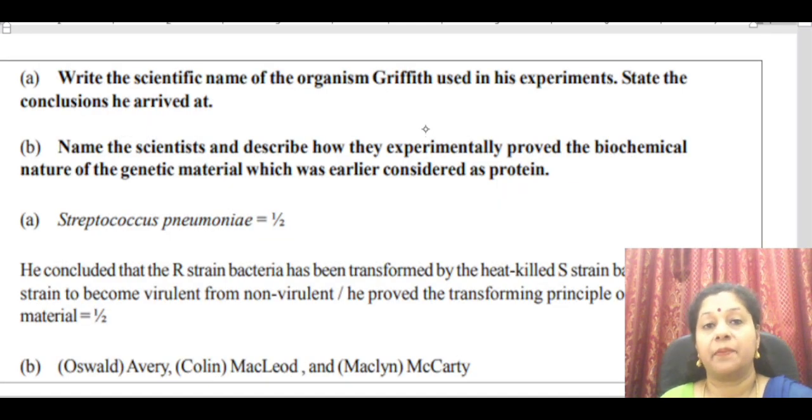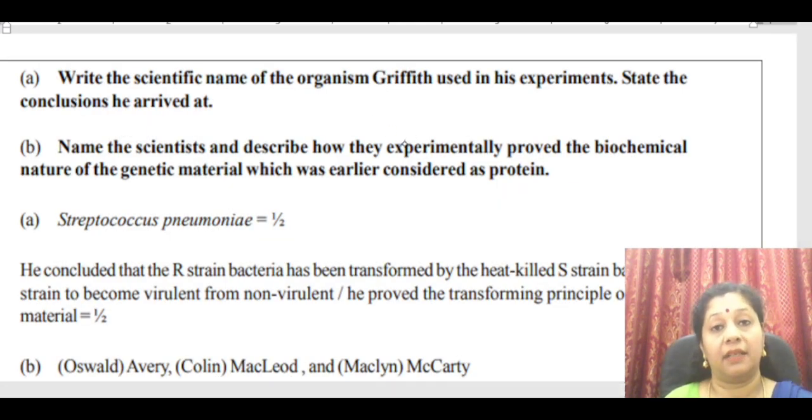Next is the first experiment in the biological world to prove the nature of the genetic material. Write the scientific name of the organism Griffith used in his experiment. So Griffith used Streptococcus pneumoniae bacteria. It is the bacterium which can cause a disease called pneumonia. State the conclusion he arrived at. So he concluded that R strain bacteria has been transformed by heat-killed S strain bacteria.